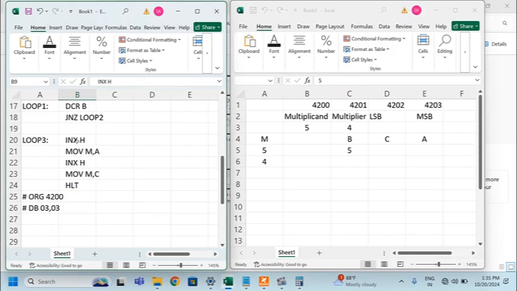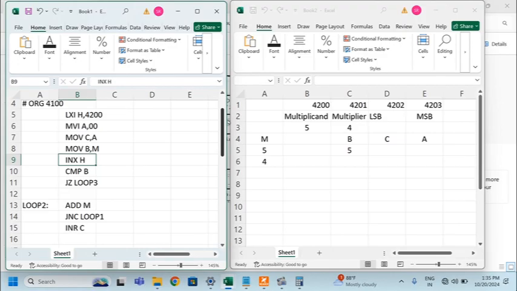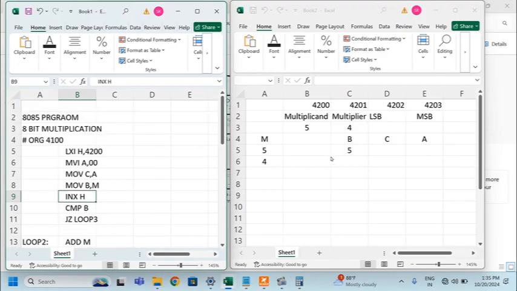After that the memory pointer is incremented, which means 4202 will be the memory pointer now. There we are moving 0, and then we increment the memory pointer to 4203. C is already having 0, and that is copied to memory. So here we are comparing the input multiplier or multiplicand to 0. When the input is equal to 0, then the output should be 0. That is what we are doing here.